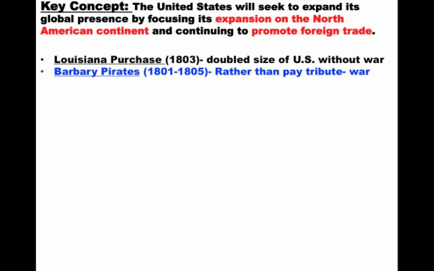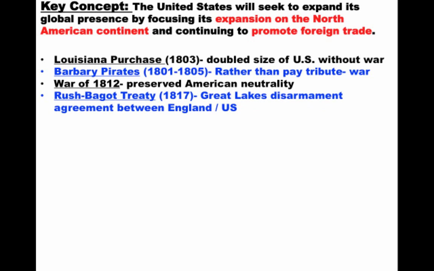Key concept in the APUSH standards: the U.S. will seek to expand its global presence by focusing its expansion on the North American continent and continuing to promote foreign trade. So some highlights for this are, of course, the Louisiana Purchase, already mentioned. Jefferson goes to war rather than pay tribute to the Barbary pirates. He uses the Navy, which he criticized under Adams, to fight the Barbary pirates. The War of 1812 preserves our neutrality. The Rush-Bagot Treaty, in which Secretary of State John Quincy Adams helps negotiate an agreement where England and the U.S. agree to disarm the Great Lakes region, possibly preventing a war.